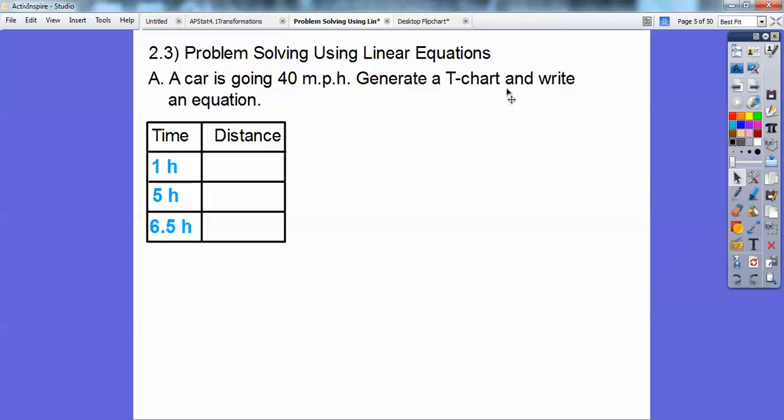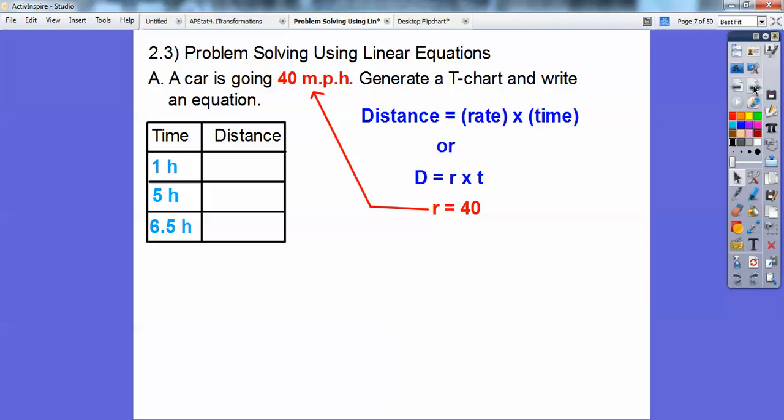If you guys have ever heard of dirt problems, distance equals rate times time, D equals RT. I call them dirt problems. The distance equals your rate times your time, okay? Your rate is how fast you're going. So that's my rate right there. The distance is what we get when we multiply the rate times the time. So in this first one, my distance equals 40, my rate, times my time, which in this case is 1 hour. So they're going to go 40 miles. And doesn't that make sense? If you go 40 miles per hour, then after 1 hour, you're going to go 40 miles, okay?